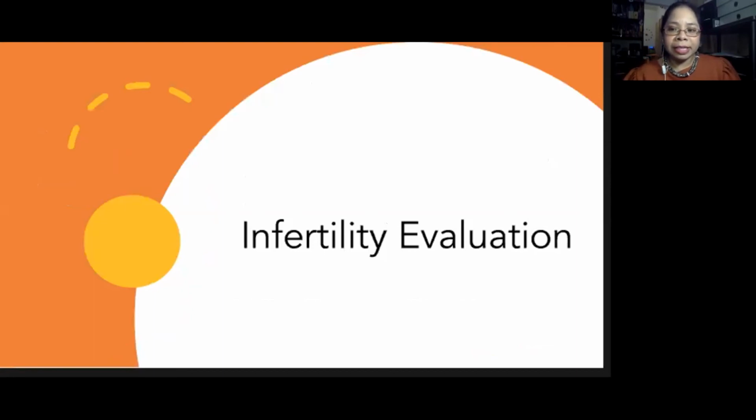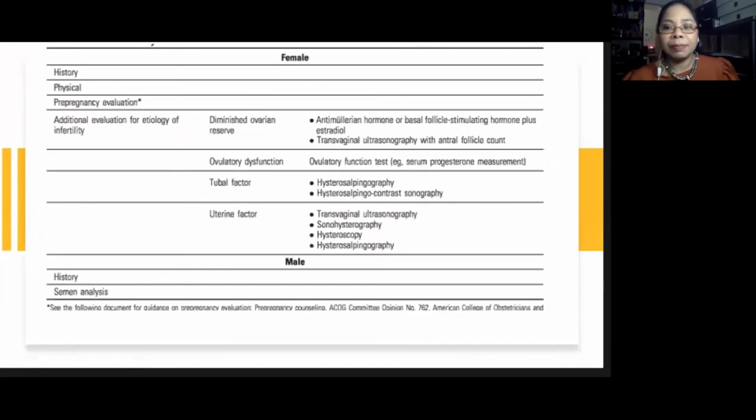Now, what if the couple is experiencing some difficulty conceiving despite practicing all these preconception guidelines for optimizing natural fertility? Then we proceed to infertility evaluation. This table summarizes the basic infertility evaluation procedures that the general gynecologist can do prior to referring the patient to an infertility specialist. Of course, it goes without saying that we have to do a thorough history and physical exam, and we can also request laboratories to detect ovulatory dysfunction, tubal factor, uterine factor, male factor, and even diminished ovarian reserve if necessary.